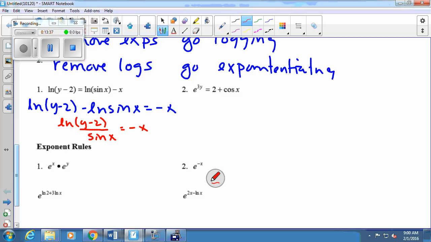Let's see. Remove logs, go exponentiating. Who's my base? Who's my power on D? Remember this little thing? Negative x. So e to the negative x power is equal to what? Y minus 2 over the sine of x. What's my goal? How?